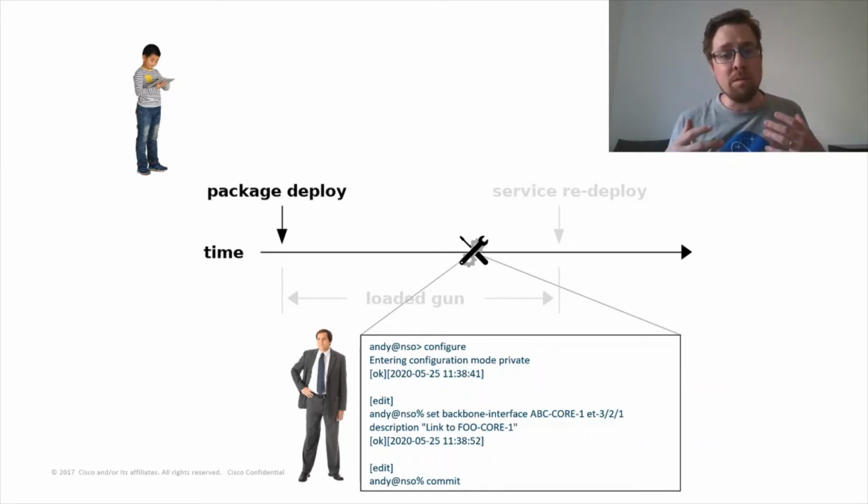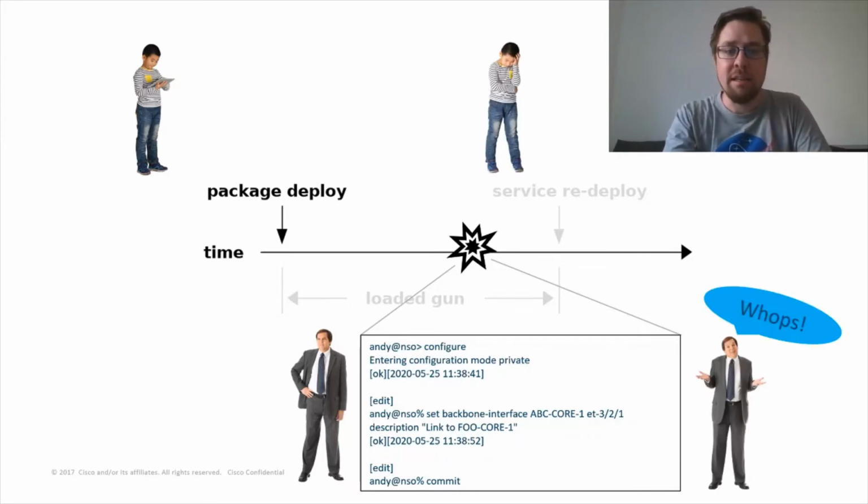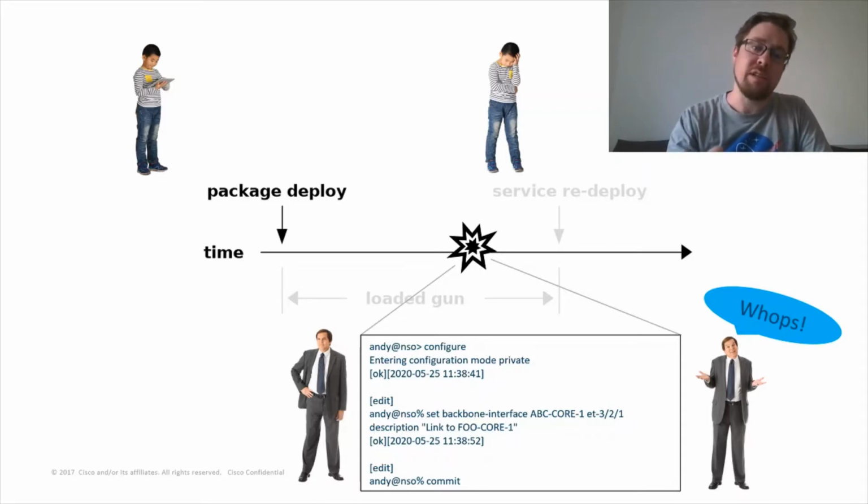And so now what he's going to do is not just push his change, which is a harmless change to the description. He's also going to push the new MTU configuration, and that's going to cause a service outage. So big boom, our engineer isn't very happy at all, got a headache, and Andy's all like, whoops, he didn't mean to, but Andy inadvertently pushed more configuration than he thought he would. So this is why the loaded gun scenario is really bad.